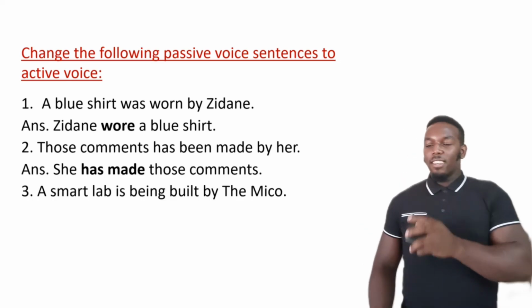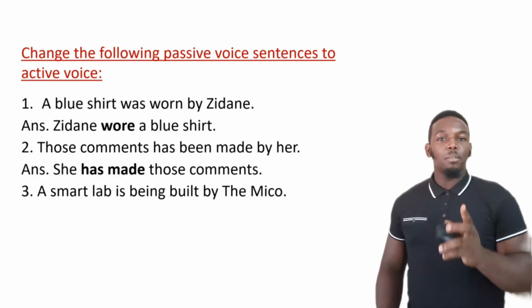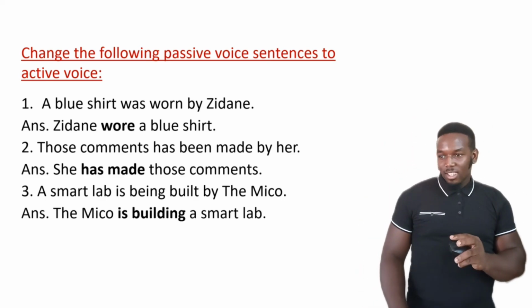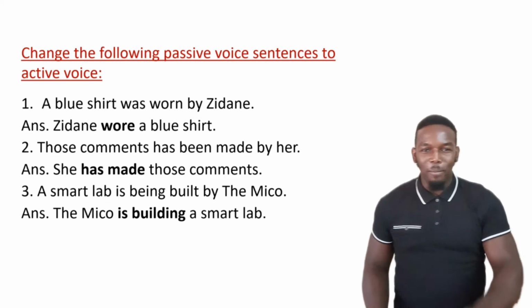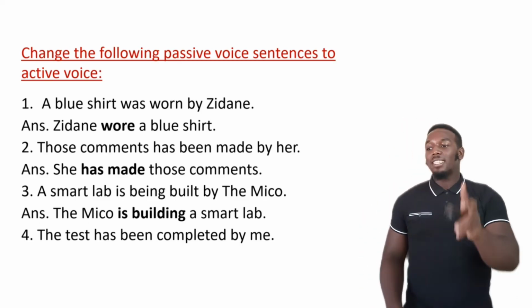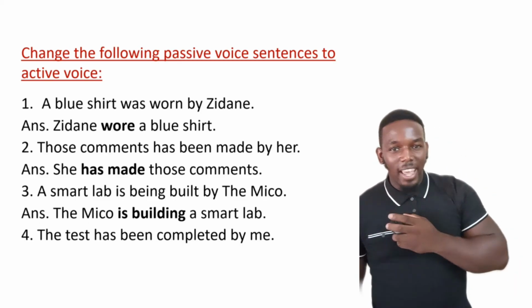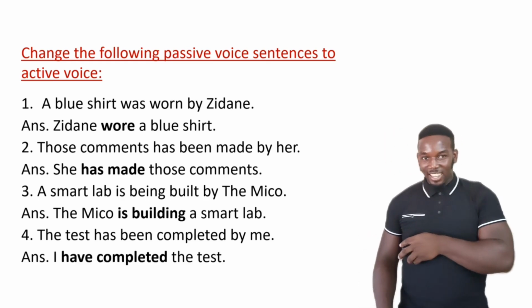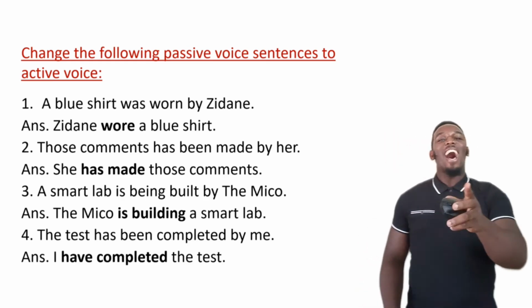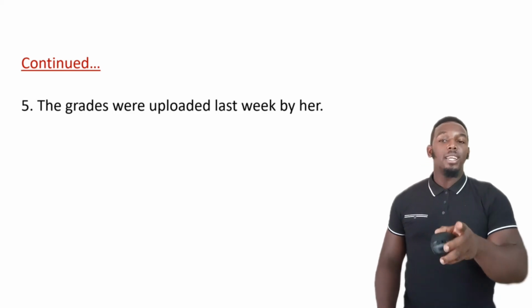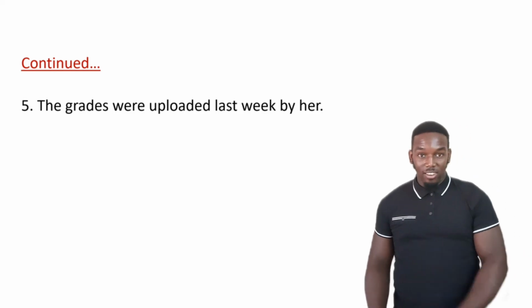Number 3, a smart lab is being built by the Micah. Let me see what you're gonna put. The Micah is building a smart lab. You're smart. You should go to that lab. Number 4, the test has been completed by me. Yeah, that's it. I have completed the test. All right, so I have a few more for you. Number 5, the grades were uploaded last week by her.